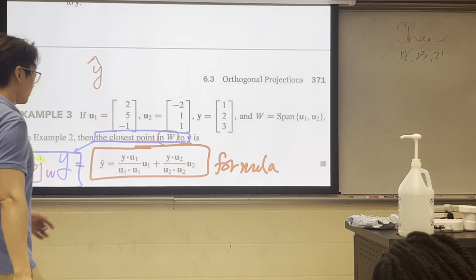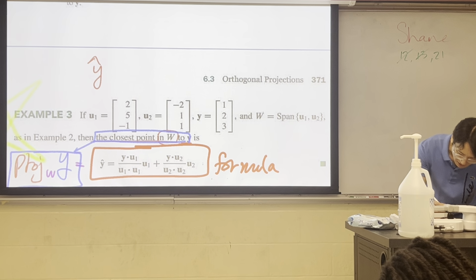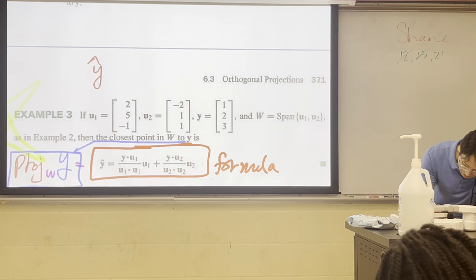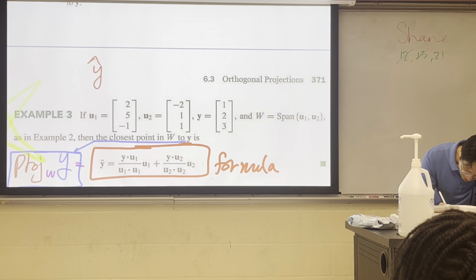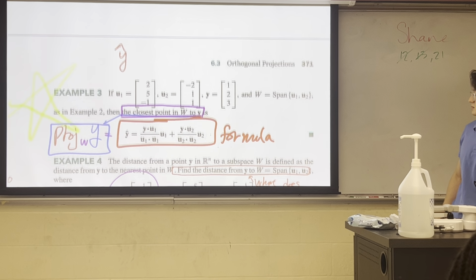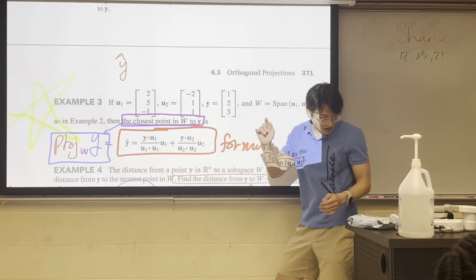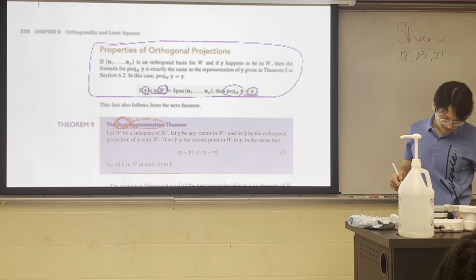Okay, so once you have y hat, look at this problem. Don't be confused. This question basically asks you, hey, find the closest point in W to y. And that is y hat. That's the result after you add all this. Okay? So now, next question.